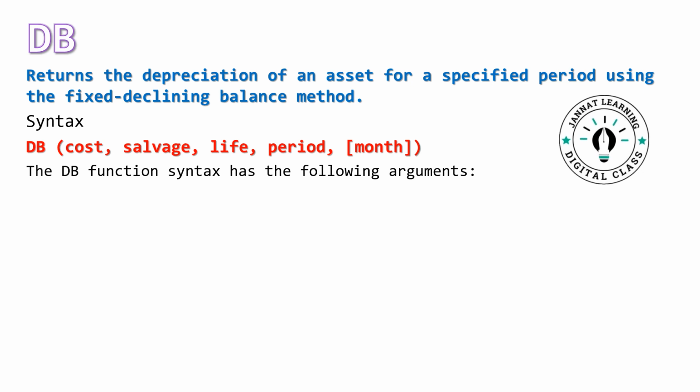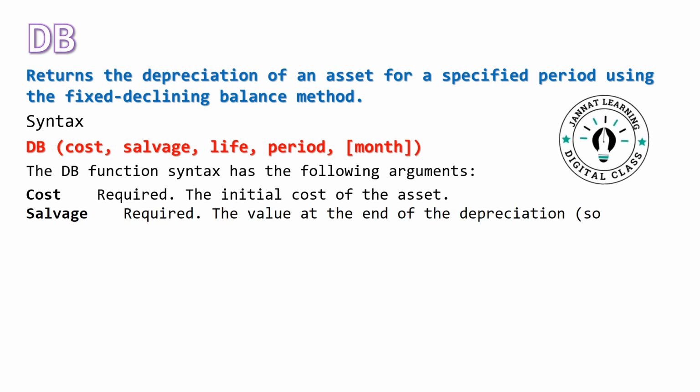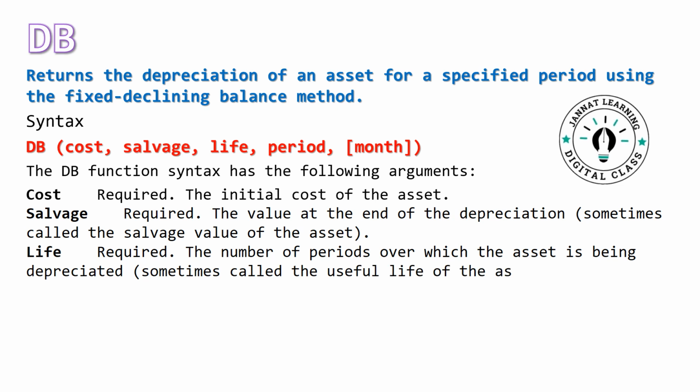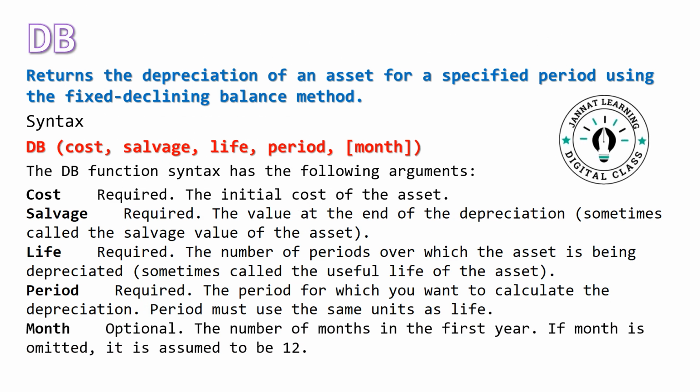The DB function's syntax has the following arguments. Cost: the initial cost of the asset. Salvage: the value at the end of the depreciation, sometimes called the salvage value of the asset. Life: the number of periods over which the asset is being depreciated, sometimes called the useful life of the asset. Period: the period for which you want to calculate the depreciation. Period must use the same units as life. Month, optional: the number of months in the first year. If month is omitted, it is assumed to be 12.